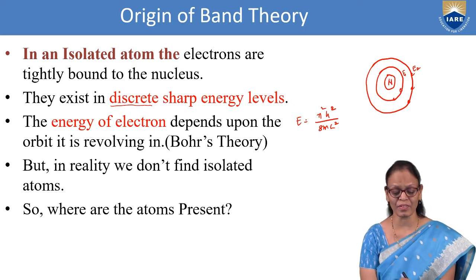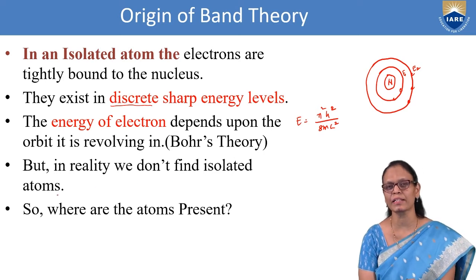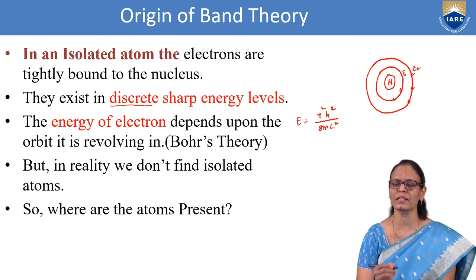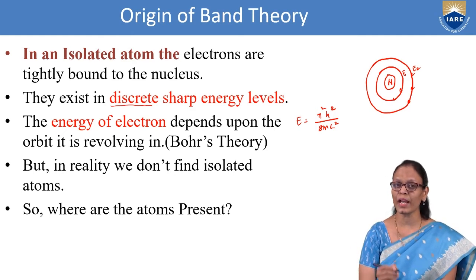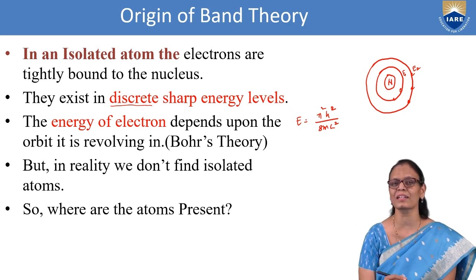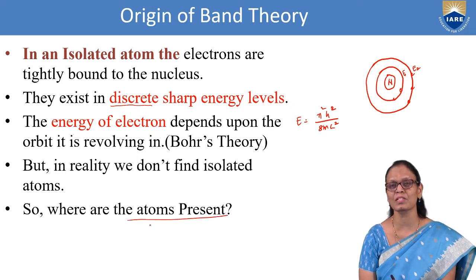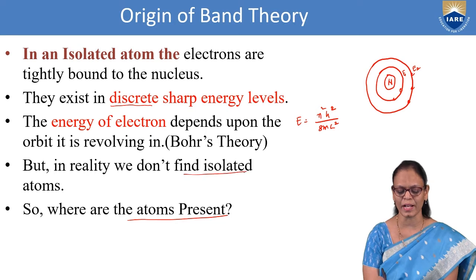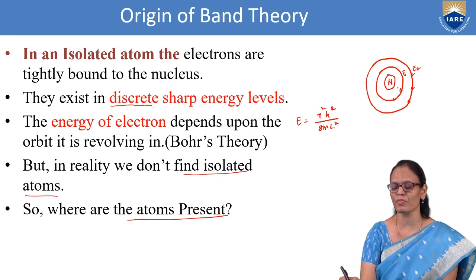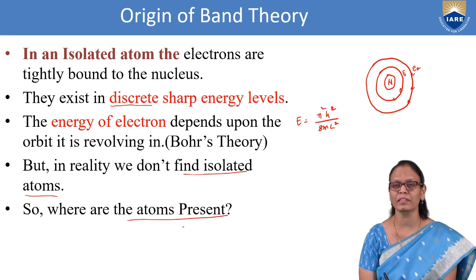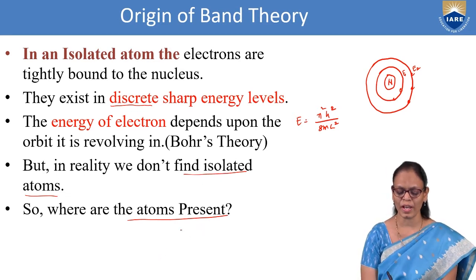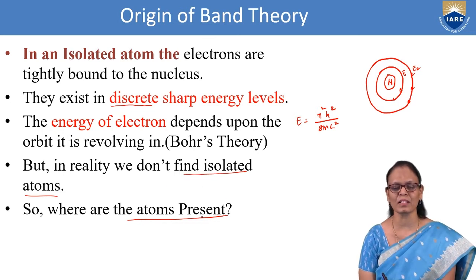But in reality, we don't find isolated atoms. So whenever we are talking about any solid, any material that exists in nature, you cannot separate the atoms. All the atoms are embedded in a crystal. So where are the atoms present? The big question here is, when you don't find isolated atoms, you cannot find an atom separately or individually, where are these atoms present? So everything for the band theory starts from here.